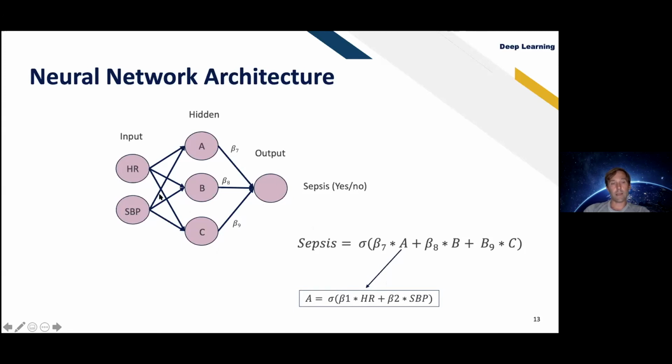And so now, instead of your final sepsis outcome being just a linear function of heart rate and systolic blood pressure, it becomes some type of combination where you can combine heart rate and systolic blood pressure into some kind of representation, and that would be represented by A. You can take another combination of those two variables, and that can be represented by B. And you can take another combination of those two variables, and that would be represented by C. And then those really become your new data representation for the model, and then you make a final prediction off of that.